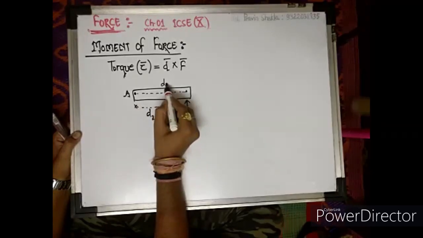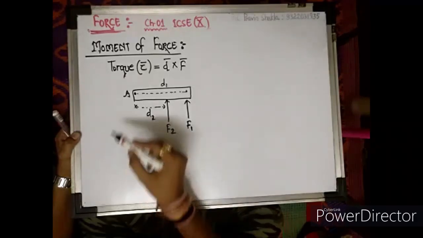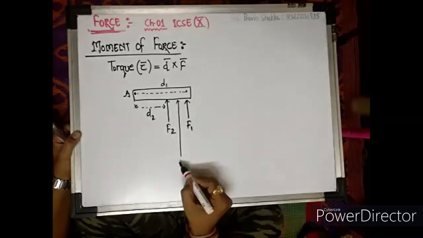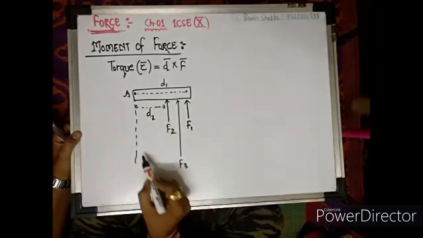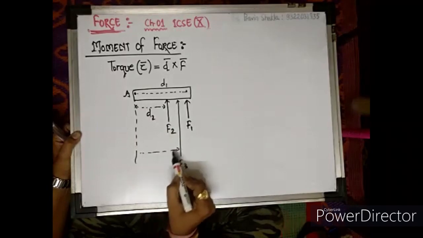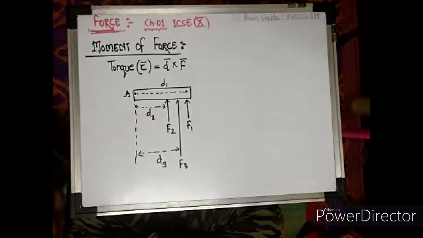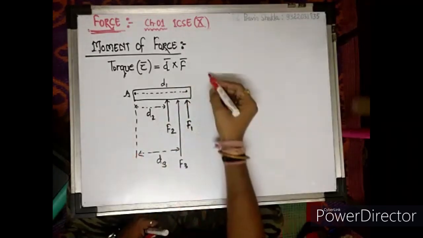And this is D1. Yes, no? So in this way, if suppose I'm applying force here, F3, then this distance will be called D3. Yes or no? Yes.